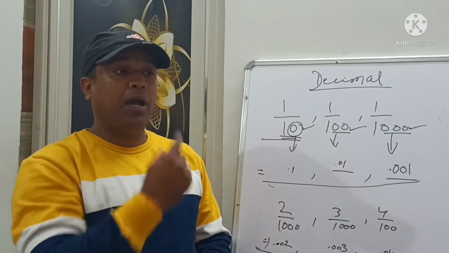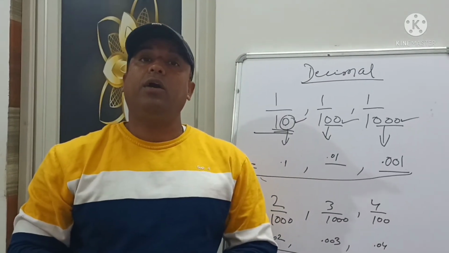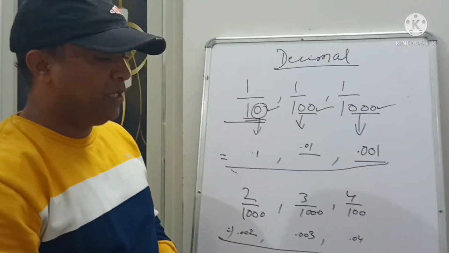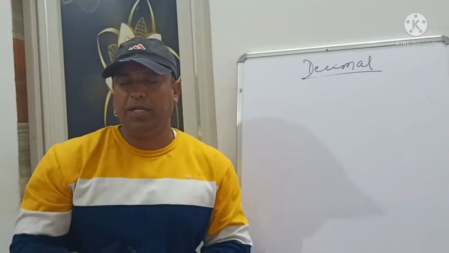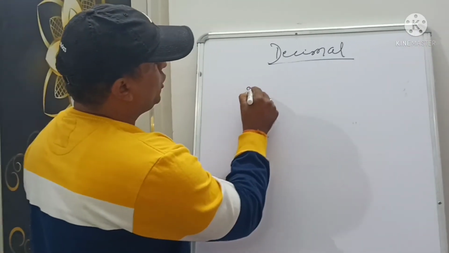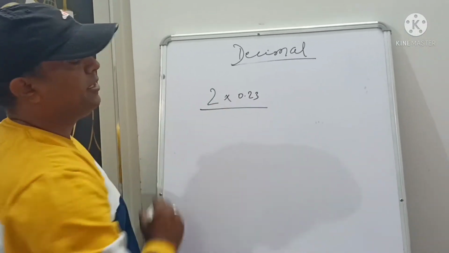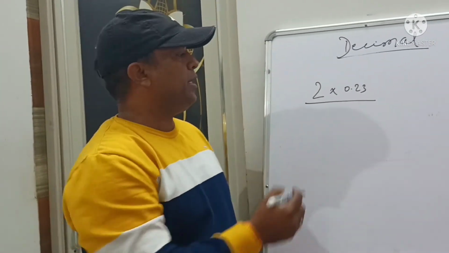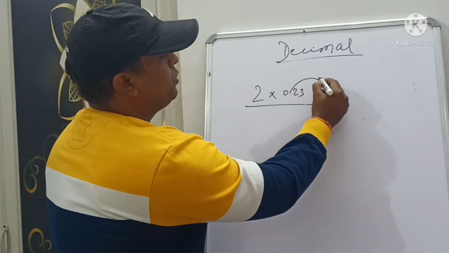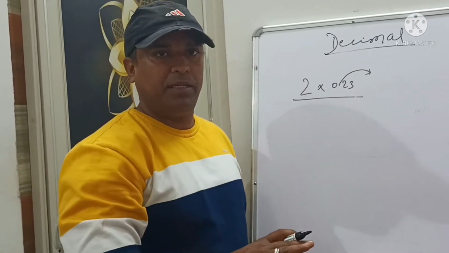Now beta I will tell you how to multiply decimal numbers with normal numbers. Okay, so give me 1 minute please. If I take here beta 2 multiplied by 0.23, how can you do the multiplication? You know the table, simply forget the decimal portion. Think that there is no decimal. At the end we can include the decimal, right?